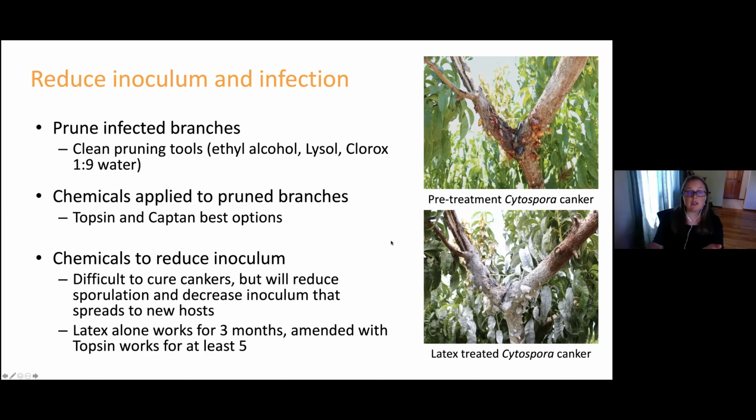And there's a pretty good reduction for at least 3 months for the latex alone, and then at least 5 months when you amend it with Topsin. So basically you're not saving that tree, but you are reducing the amount of spread that you'll see across a site, which can be really important.